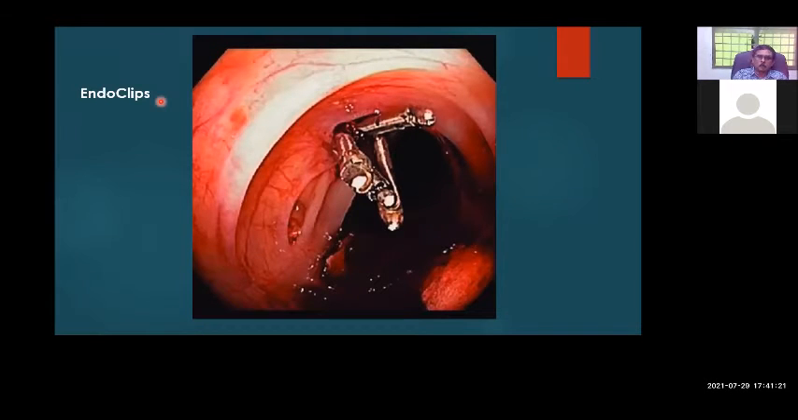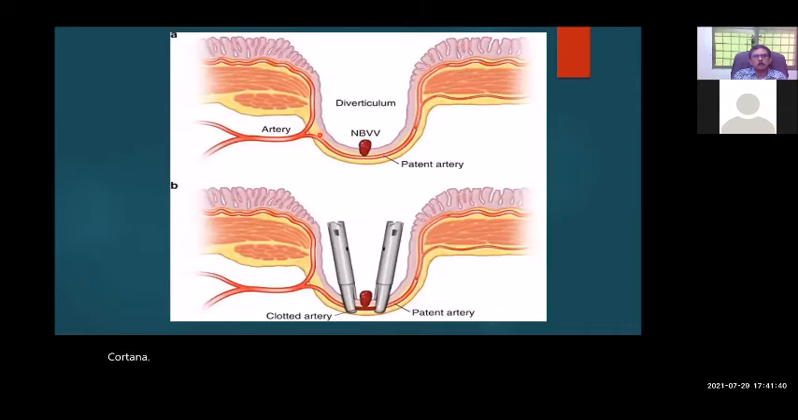Okay, these are some of the pictures to show you the endoscopic procedures. The application of endo clips, you can see here and here. They apply clips around the base of the diverticulum to clip the vessels. This is the base or the fundus of the diverticulum where there's a bleeding vessel. So this can be clipped on either side to stop bleeding.